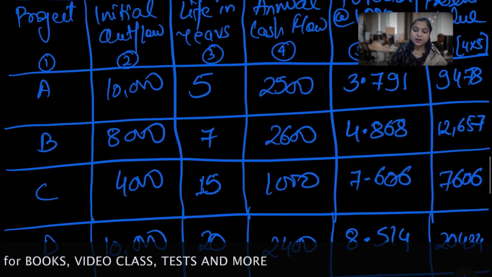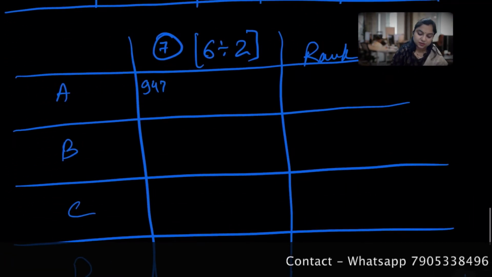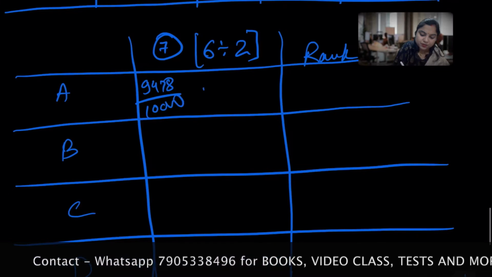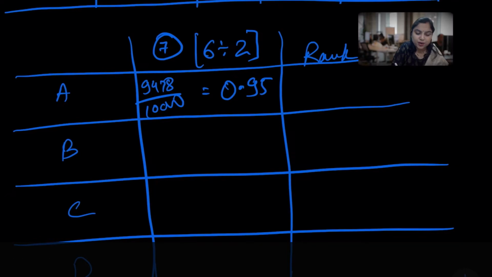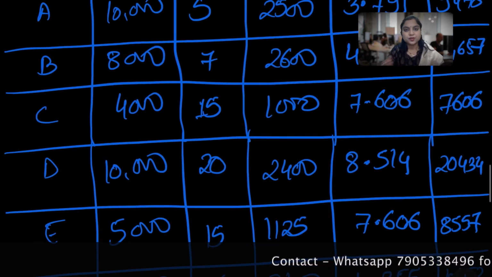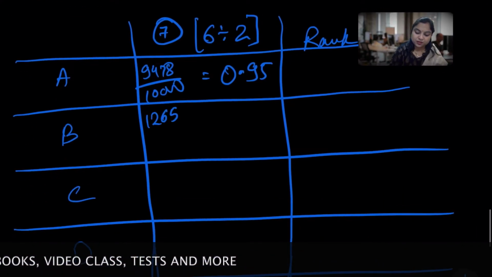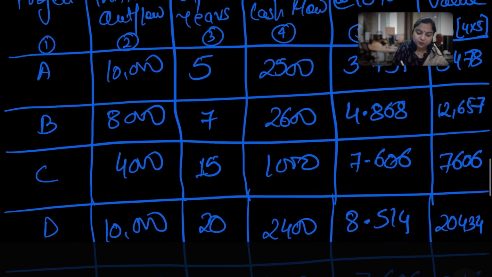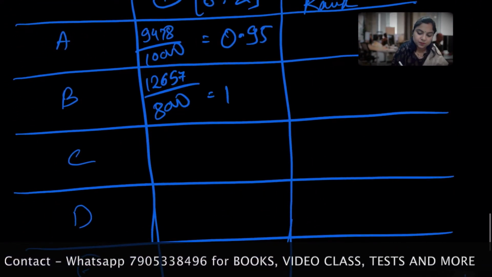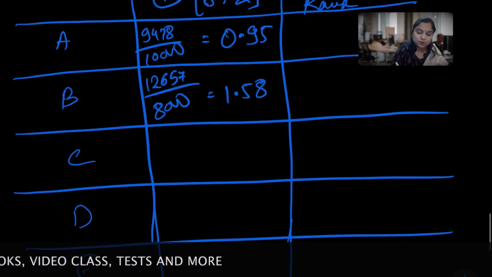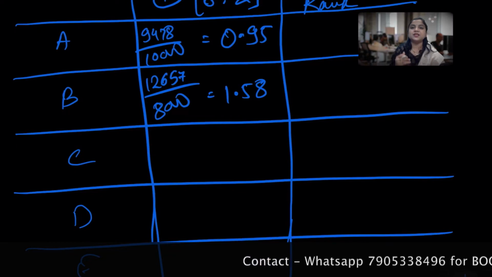So column 6 was 9478 in case of project A, 9478 divided by 10,000. You will get 0.95. I will round it to 2 decimal places. Okay. For project B, 12,657 divided by your outflow of 8,000, it will be 1.58. Kindly do it for all the projects A, B, C, D, E, F, G.